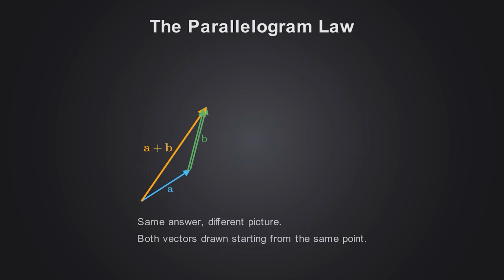The parallelogram law is the same thing rotated. If we draw both vectors starting from the same point instead of one after the other, and then complete the parallelogram, the diagonal from the start point is your sum. It's the same answer, but a different picture.